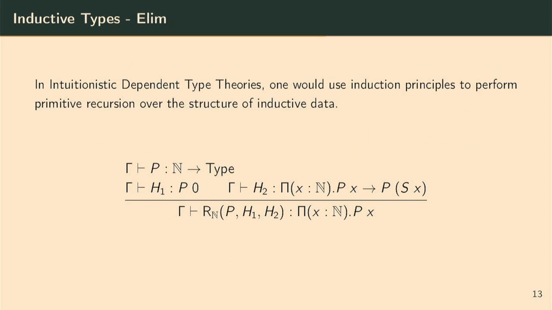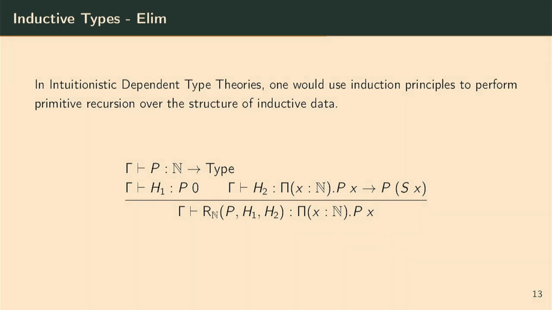So now that we have a system for declaring inductive types, I want to turn our attention to their elimination principles. So in intuitionistic dependent type theories, one would use induction principles to perform primitive recursion over inductive types, right? So here we have the induction principle for natural numbers. Roughly speaking, this says for some proposition on natural numbers, if we have a proof H1 that the proposition holds on 0, and a proof H2 that says if the proposition holds on X, then it holds for Sx, then we can apply the induction principle and say that the proposition holds for all of the natural numbers, right?